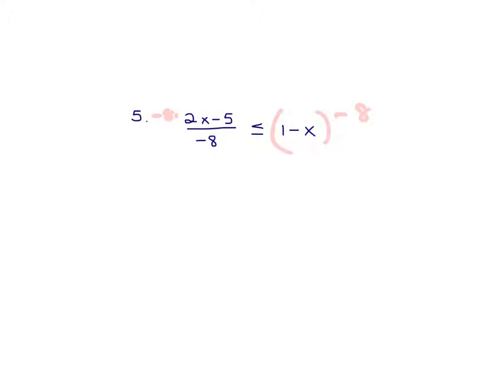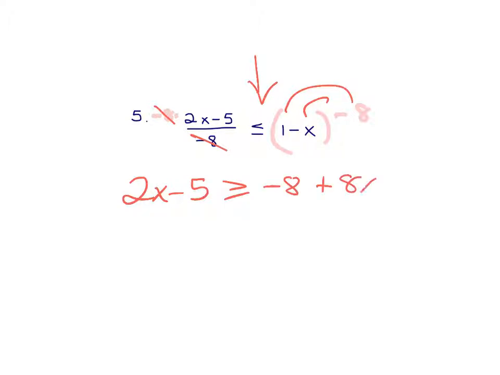Yes? Do you flip the sign? Yes. So whenever we multiply or divide by a negative number, this symbol is going to reverse. So this side cancels the -8. I'm left with 2x minus 5. My inequality symbol is going to reverse and turn into a greater than or equal to. And now I distribute the -8. I get -8 plus 8x.